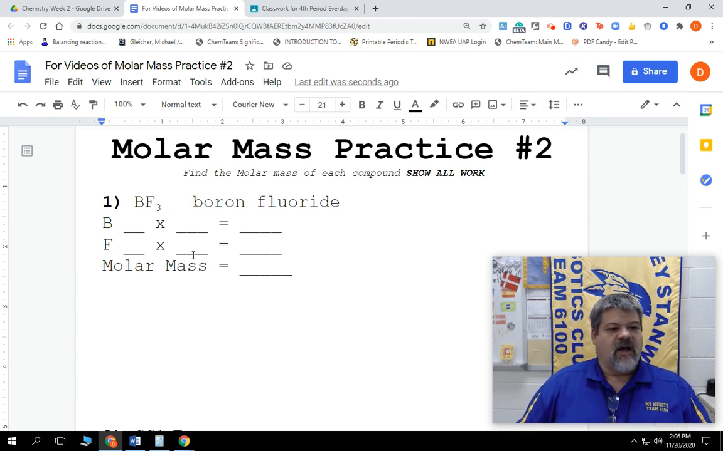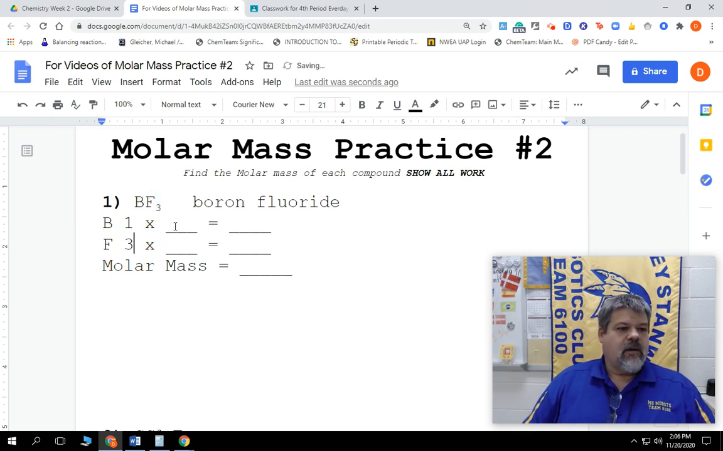I've already set this up a little bit by putting down the elements that we have. Later ones, I expect you to write those elements in on each and every single one of them. Again, show the work. B stands for boron, and if we look at the formula, how many borons do we have? There's no subscript, which means we replace this line with the number 1. For fluorine, notice I have a subscript of 3, so we change that to 3. Now we're going to multiply each by its atomic weight.